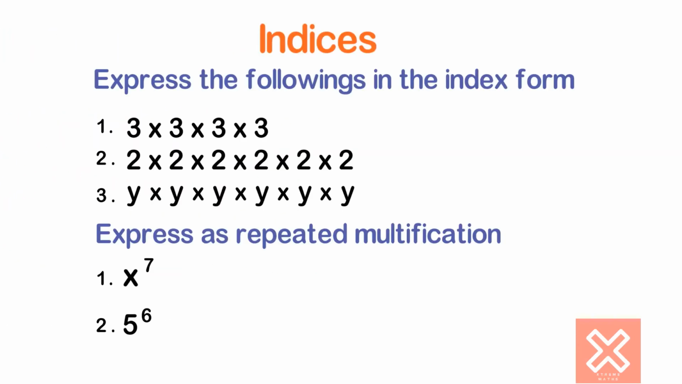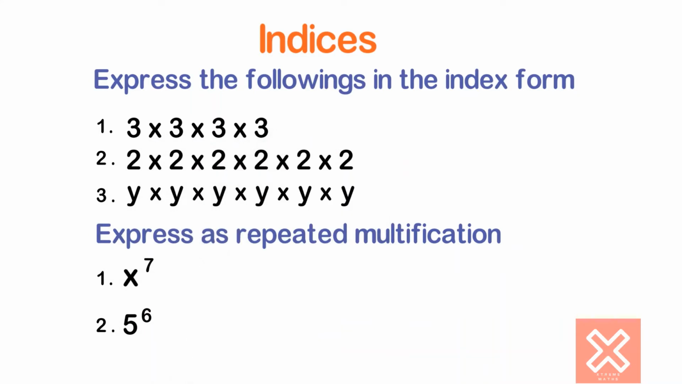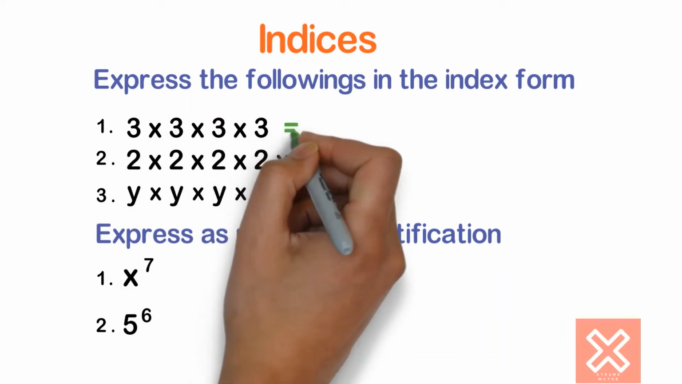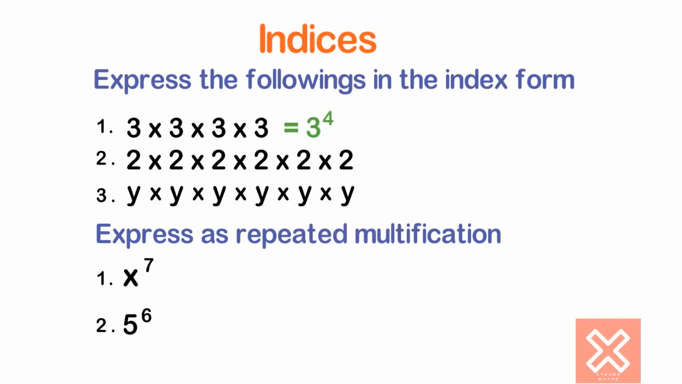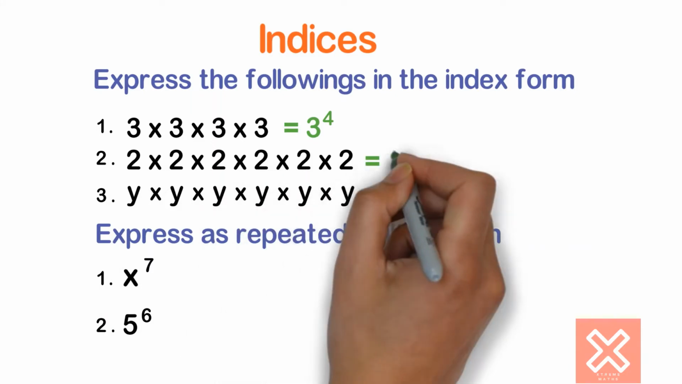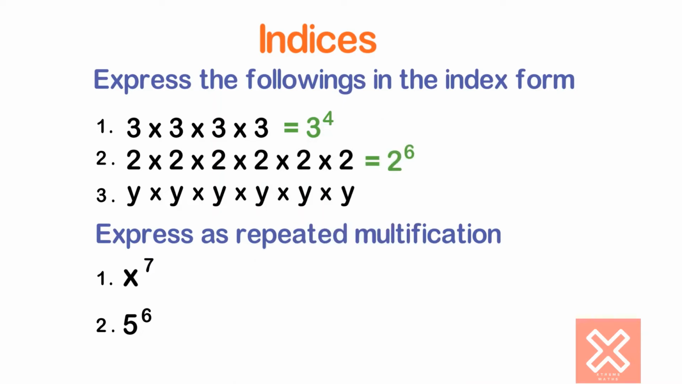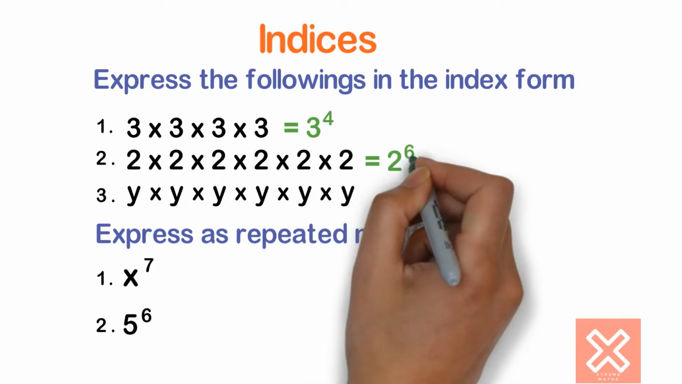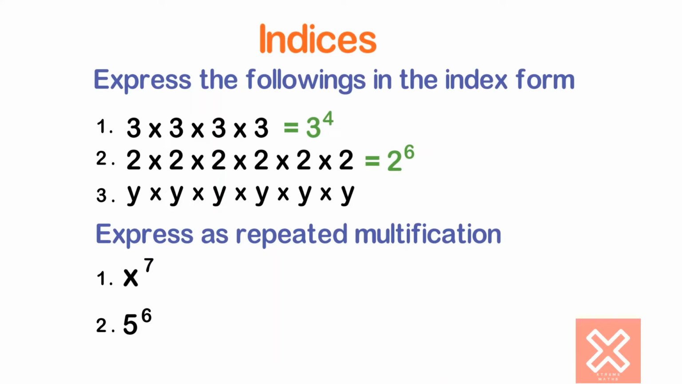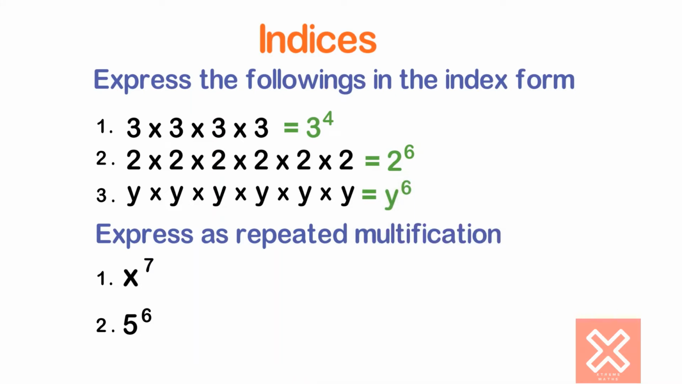Express the following in index form. Here 3 is repeated 4 times as repeated multiplication, so we can write 3 to the power 4. 2 is repeated 6 times as repeated multiplication, so we can write 2 to the power 6. 3 is the base, 4 is the index. 2 is the base, 6 is the index. Then y is repeated 6 times, so you can write y to the power 6.